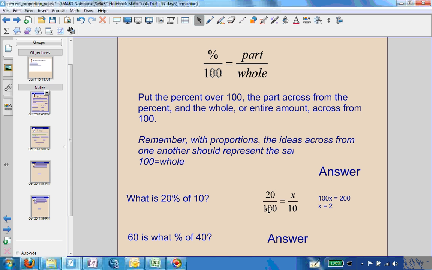Now we're going to cross multiply: 100 times x is going to equal 20 times 10, or 200. Divide both sides by 100, and x equals 2. So 2 is 20% of 10.